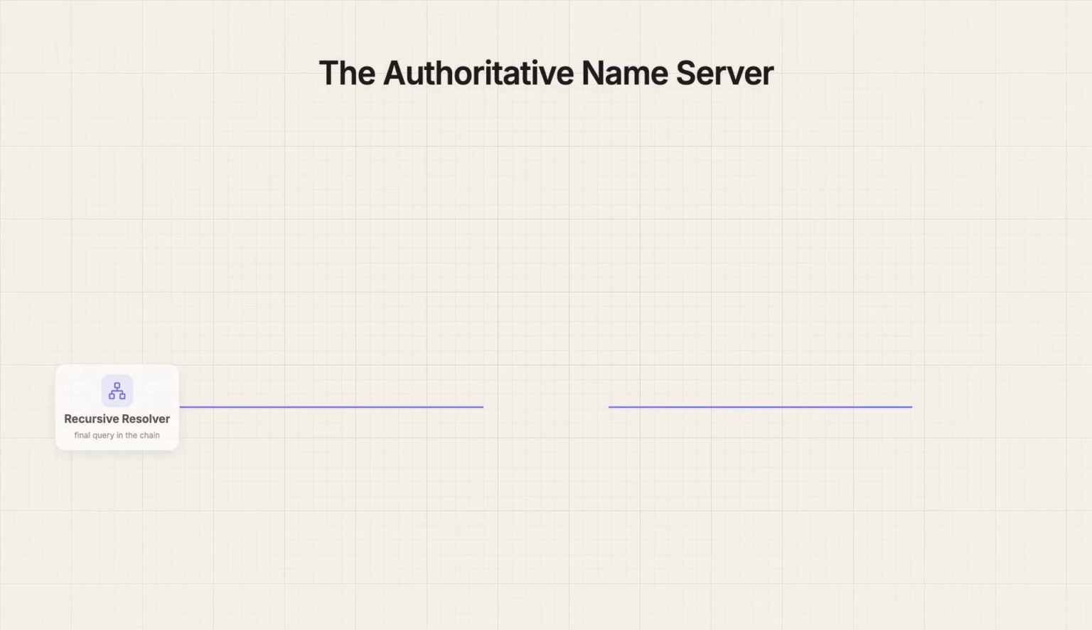The authoritative name server is where the actual answer lives. It is the server that the domain owner controls. It stores the zone file containing all the DNS records for that domain. When the recursive resolver reaches it and asks for google.com, it returns the real IP address. This is the only server in the chain that gives a definitive non-referral answer.